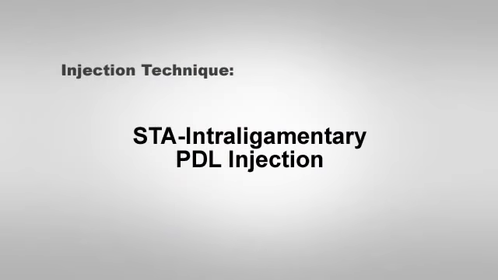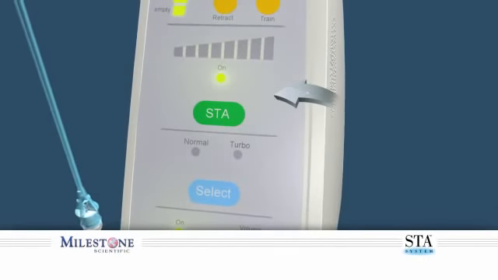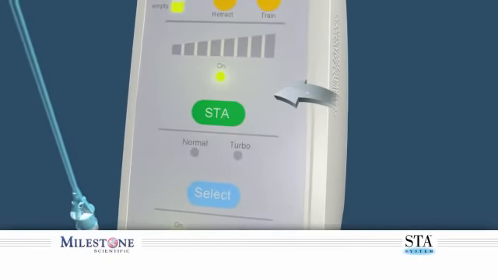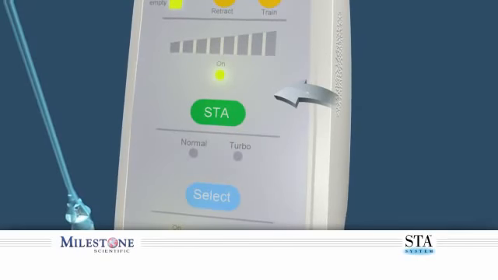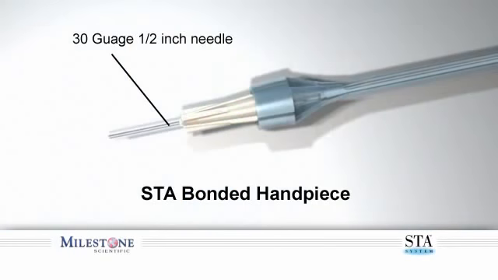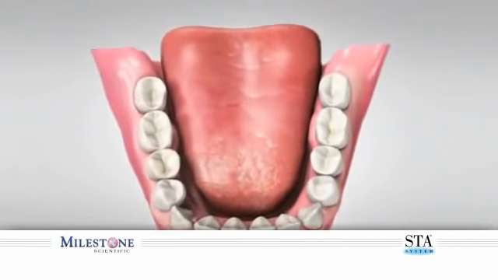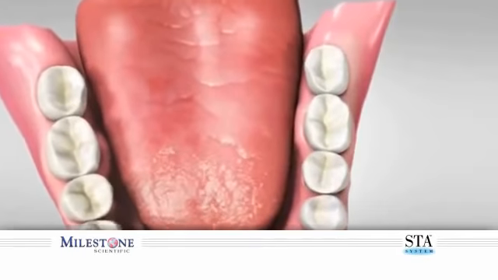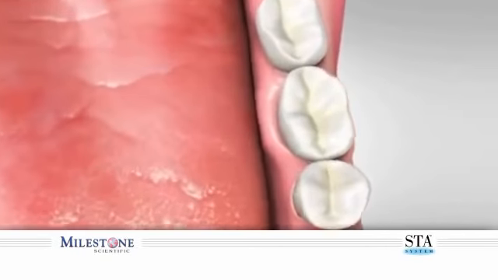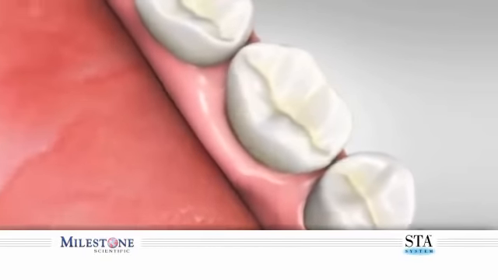Injection technique, STA intraligamentary PDL injection. Verify that the STA system is set to the STA mode. This injection is performed using the wand 30 gauge half-inch bonded STA wand handpiece. When performing the STA intraligamentary injection on multi-rooted mandibular molars, it is recommended that 2 sites be used.